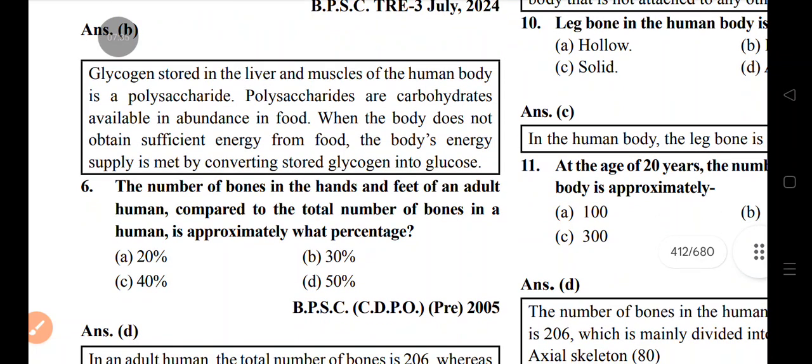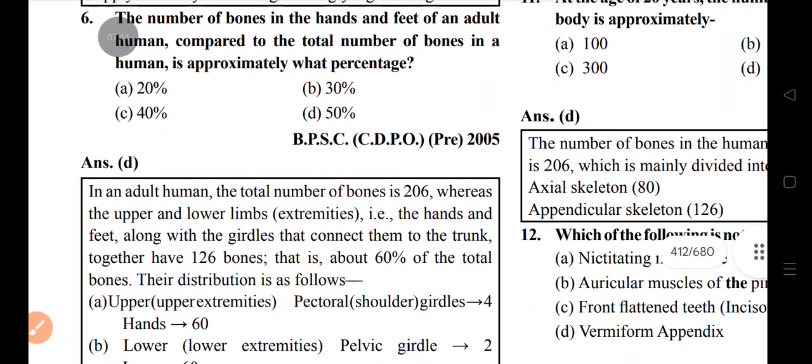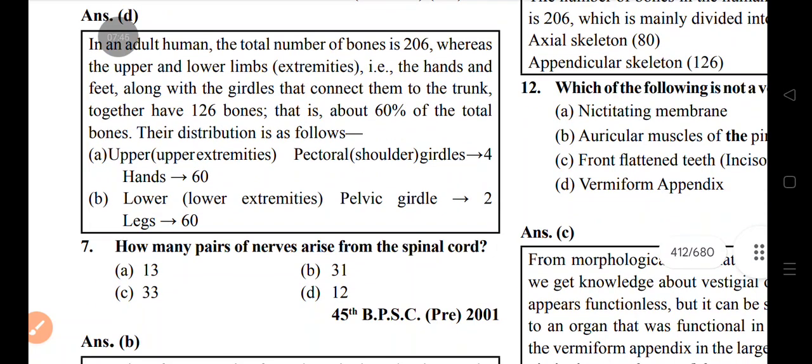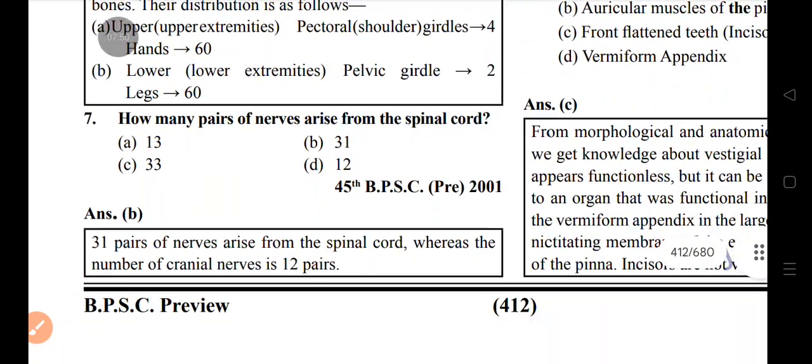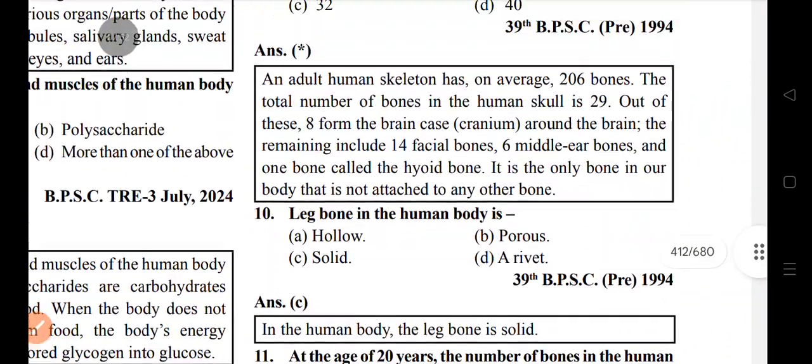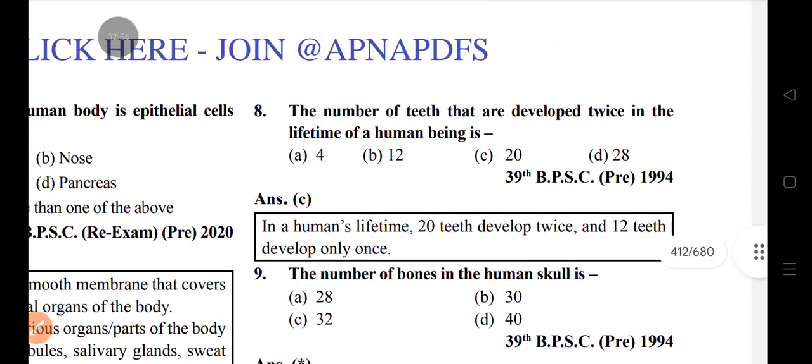The number of bones in the hands and feet of an adult human compared to the total number of bones in the human is approximately what percentage? 50%. How many pairs of nerves arise from the spinal cord? 31. The number of teeth that develop twice in the lifetime of a human being is 20.